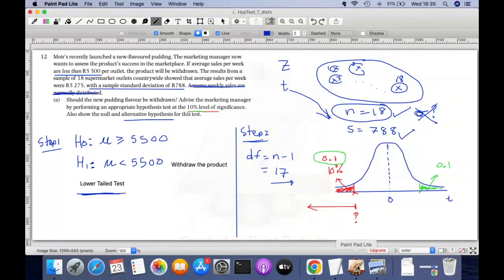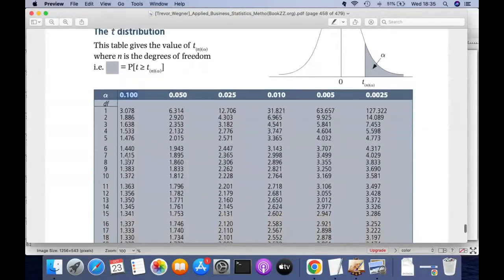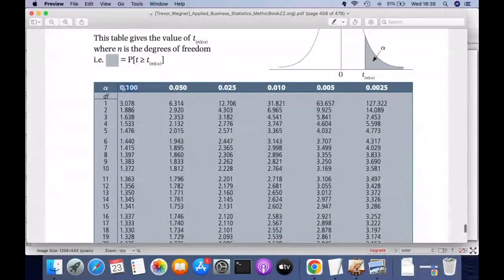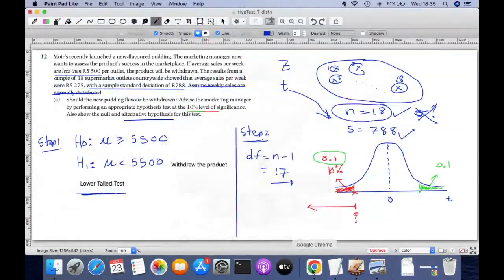So now if you go to the table, where is your df of 17? It's here. So remember what we said? Our alpha is the first column, 0.1. There's your 17. And that's your value. Very good. Very good, everyone.